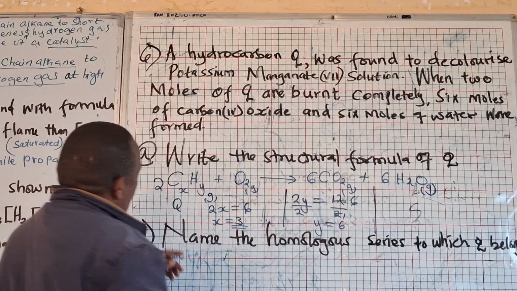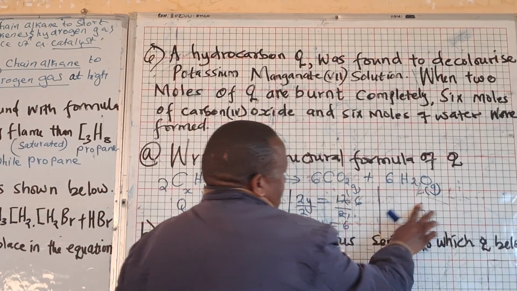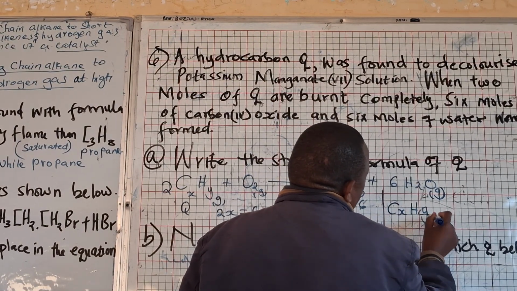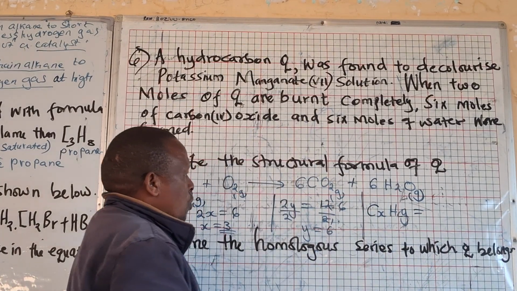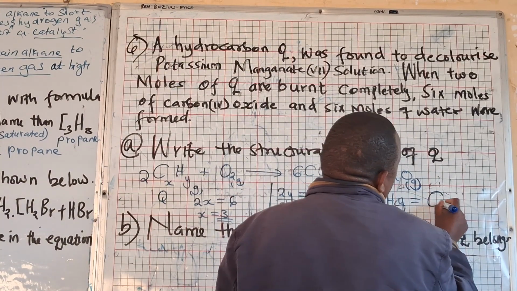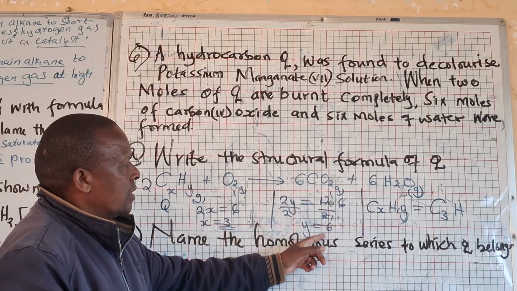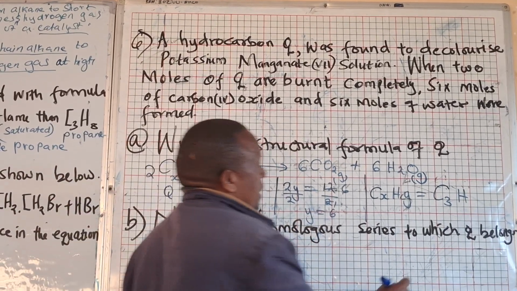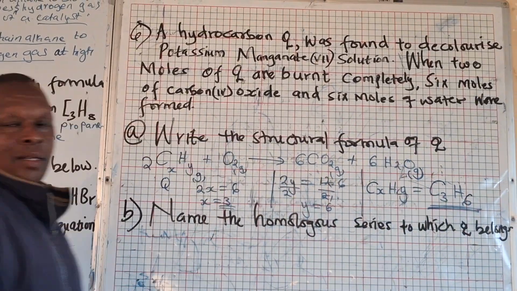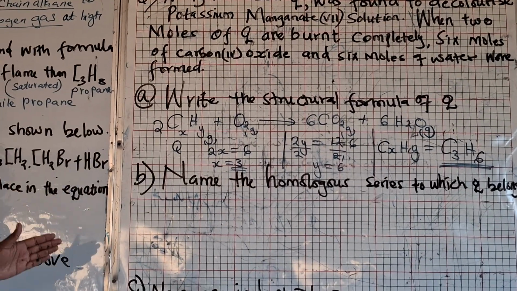Are you seeing that? Now our compound Q is CxHy. So you come here, we write CxHy. Now substitute X and Y. X is equal to 3, so the formula is C3. Y is equal to 6, so H6. And that is the molecular formula. Hope you have seen. Are we together? Yes. Good. Now let's go to the next.